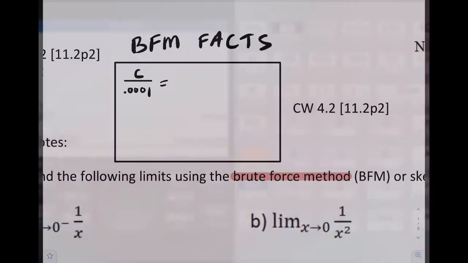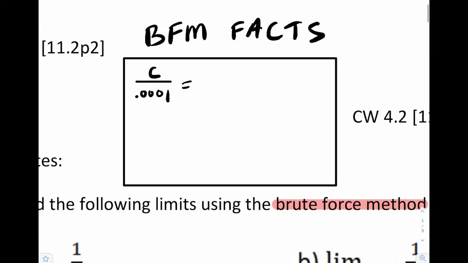So I bring that up because over here, if you have some constant over some tiny number, what's happening is that it's actually trending towards infinity, like it's getting really, really big. And that's your first brute force method fact. So if I do some constant over negative 0.0001, that is going to trend towards negative infinity. Now we're going to flip it. So I'll draw a line here.